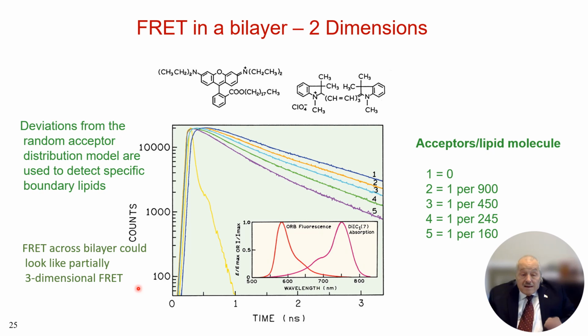The way this is used is sometimes you're interested in boundary lipid. That is, you have a protein that binds to the membrane, and you ask yourself the question, is there a different type of boundary lipid around that protein than there is in the bulk membrane phase? And this is detected by deviations from the random acceptor model. It has been done in a few cases. It's not easy. And I always worry that FRET across the bilayer can sort of partially look like three-dimensional FRET.